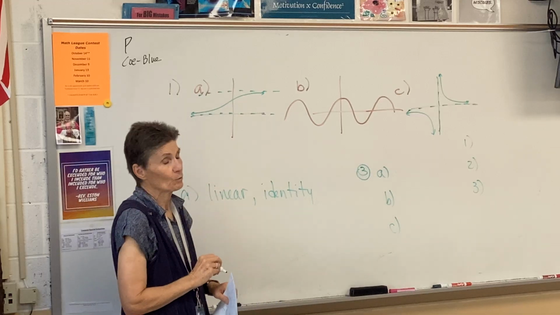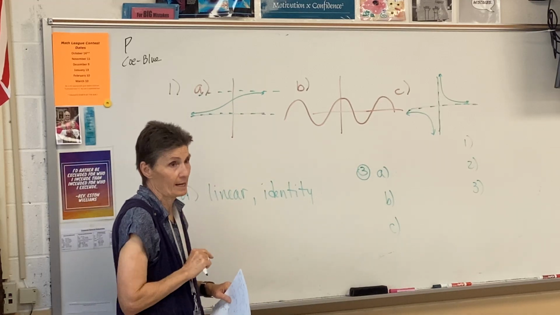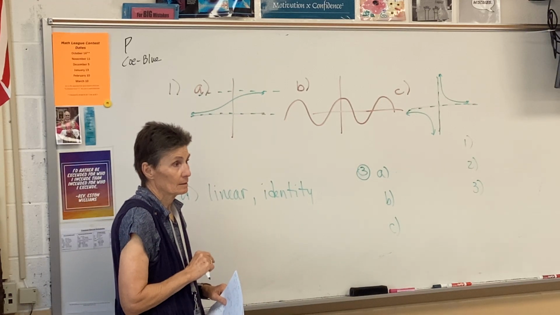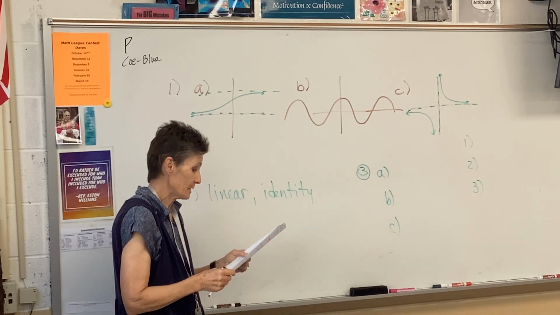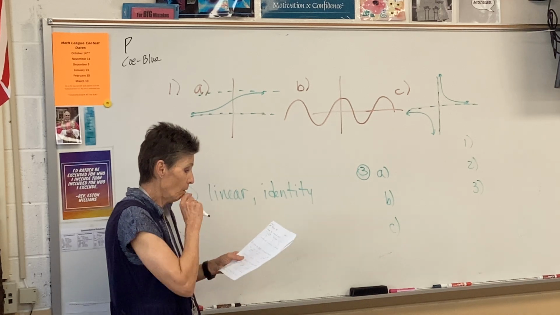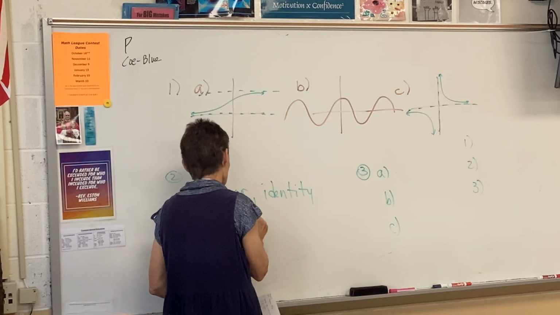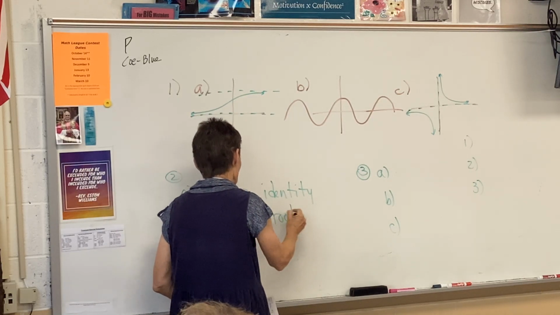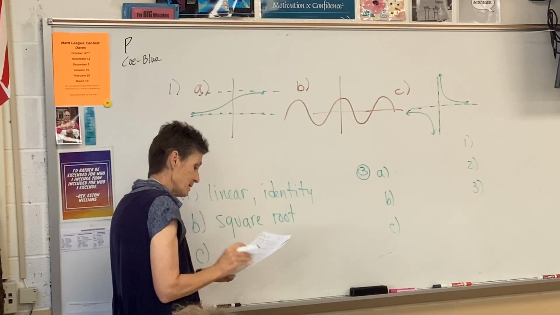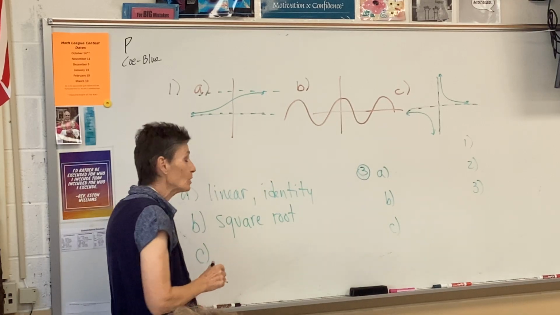Sometimes it's easier for you to remember linear because it's a line. But it's also known as the identity function. What's the name of B? Square root. And anybody know the name of C? Greatest integer.